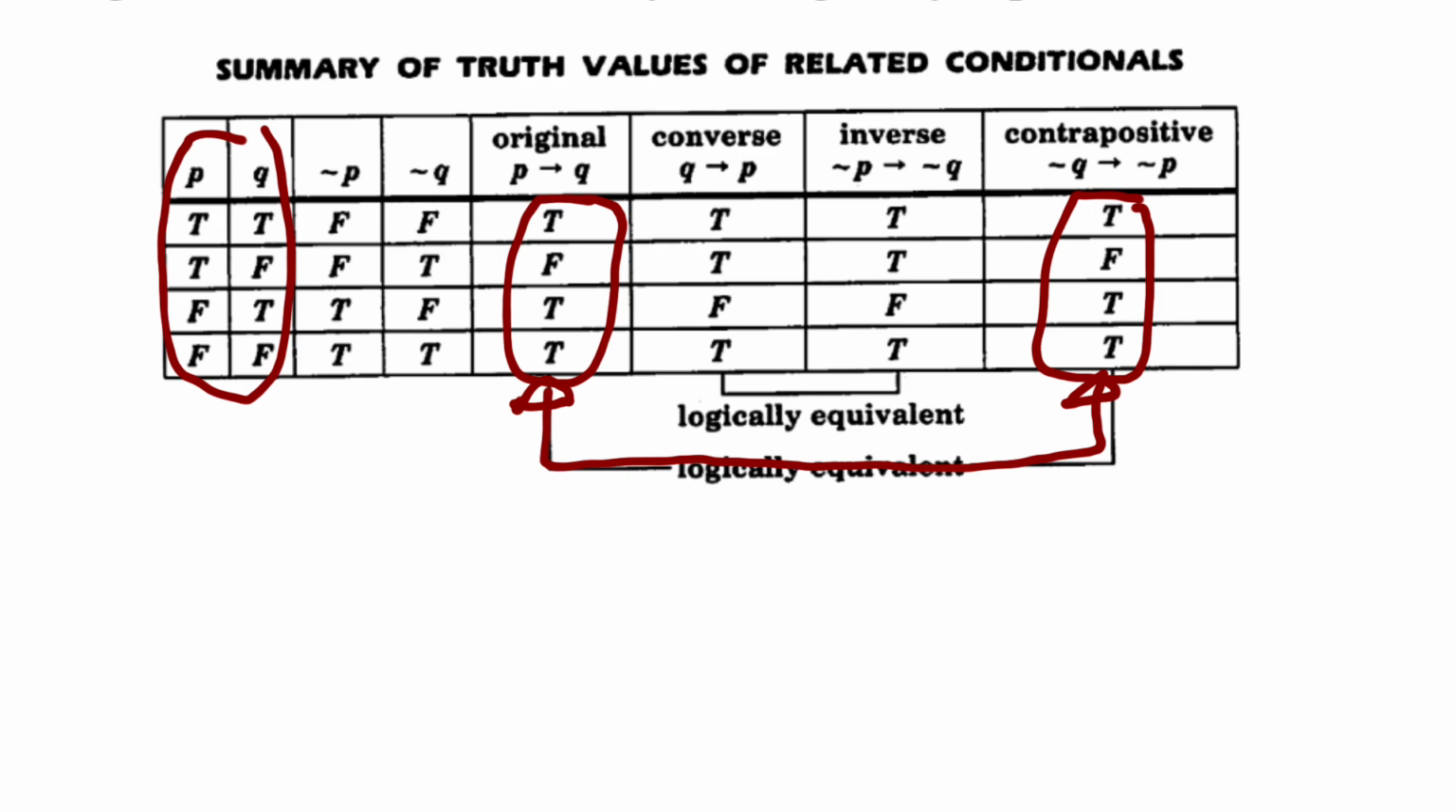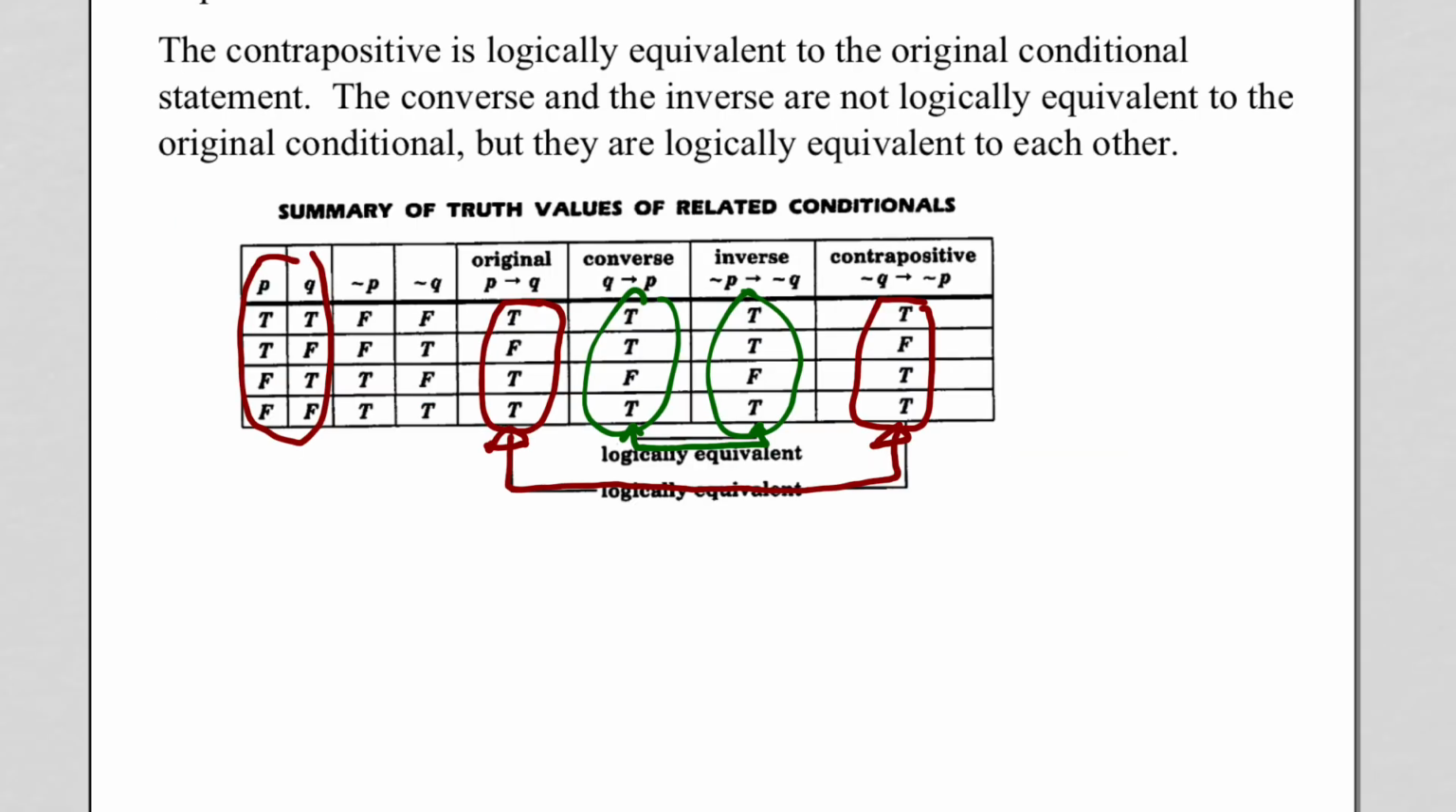However, you might notice that the converse and the inverse have the same truth table, so they are logically equivalent to each other. So the big thing to know is that the contrapositive is logically equivalent to the original conditional statement, but the other ones are not necessarily.